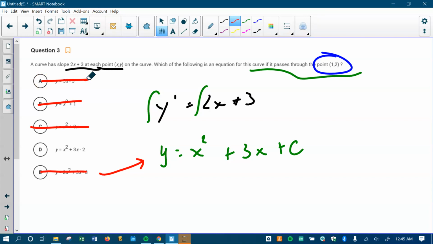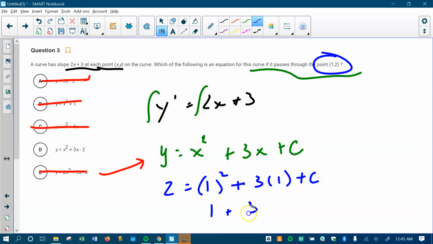I don't understand. So now let's just get the actual answer for D by plugging in 2 and 1. Okay, so now we're going to get 2 equals 1 plus 3 plus c. It looks like c is going to be equal to negative 2, and that gets me D.